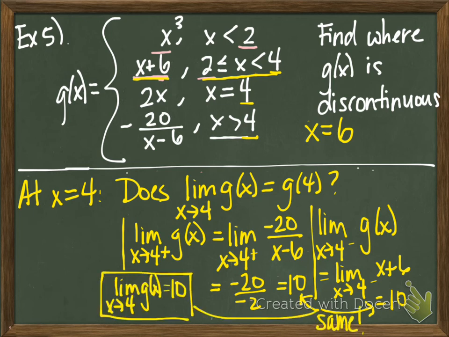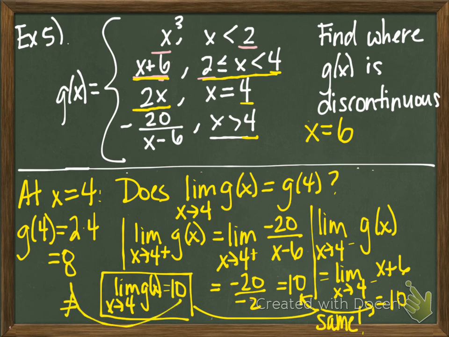But now in order to be continuous at that point, we also need to see what the value of the function is at 4. So what is g of 4? When x is exactly equal to 4, that puts me at 2 times x. So g of 4 is 2 times 4, which is equal to 8. Since 8 is not equal to 10, we know that this function is not continuous when x is 4. So I have another discontinuity when x is equal to 4.